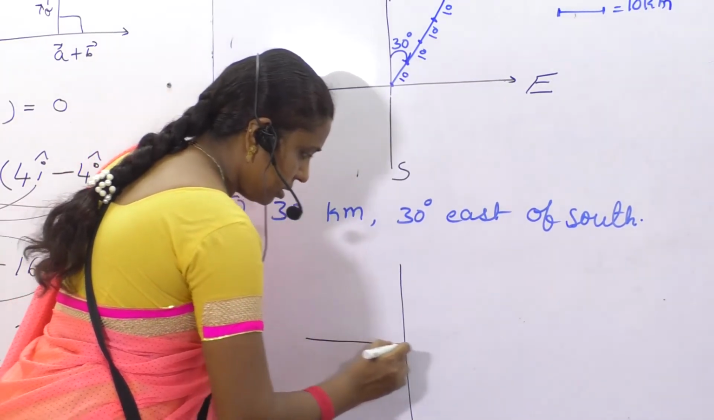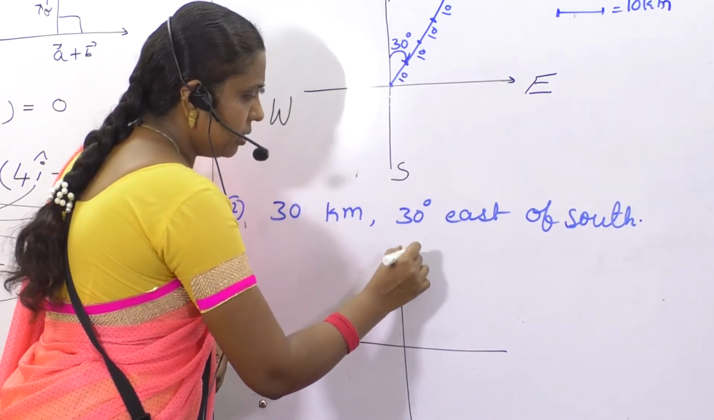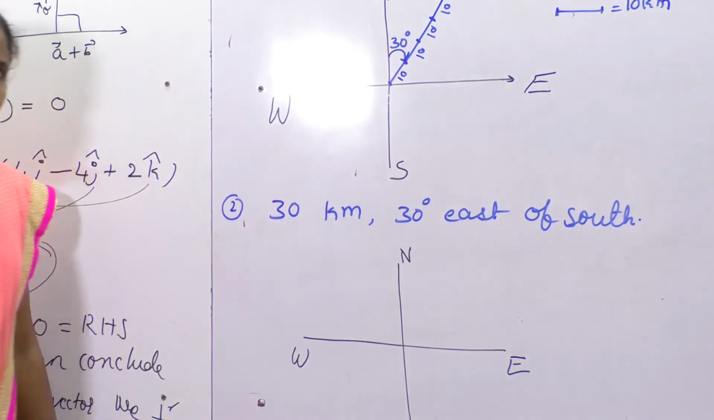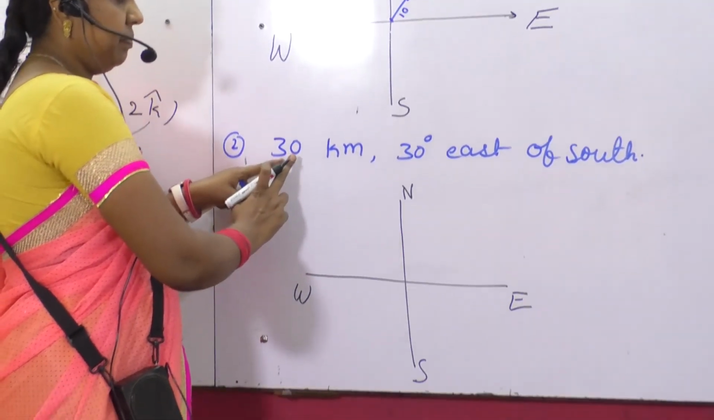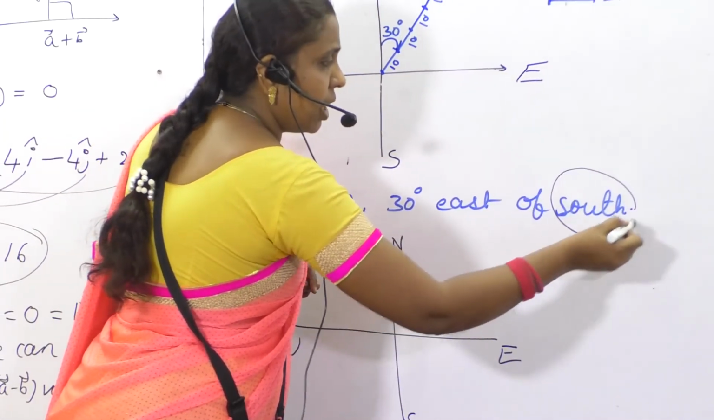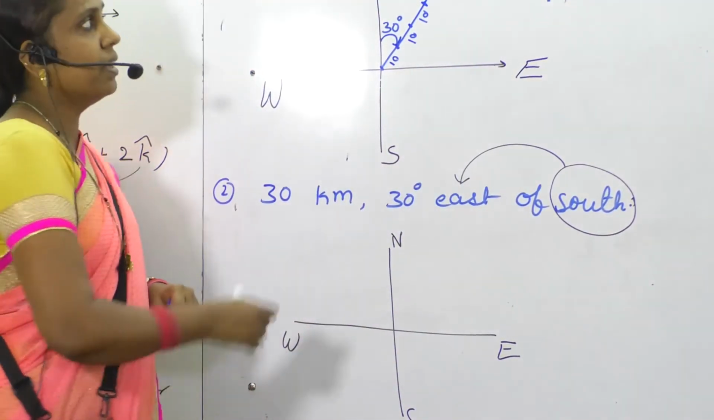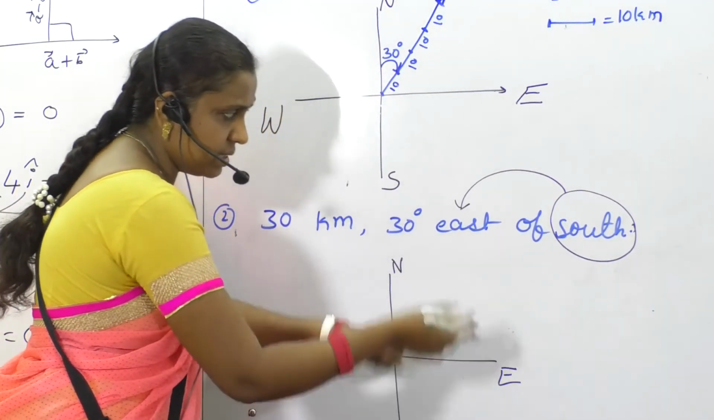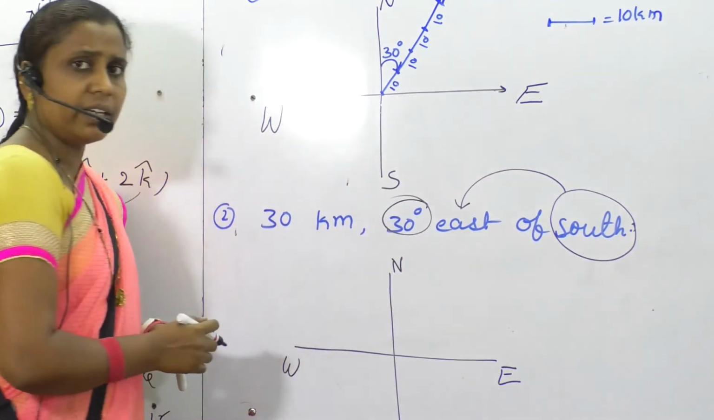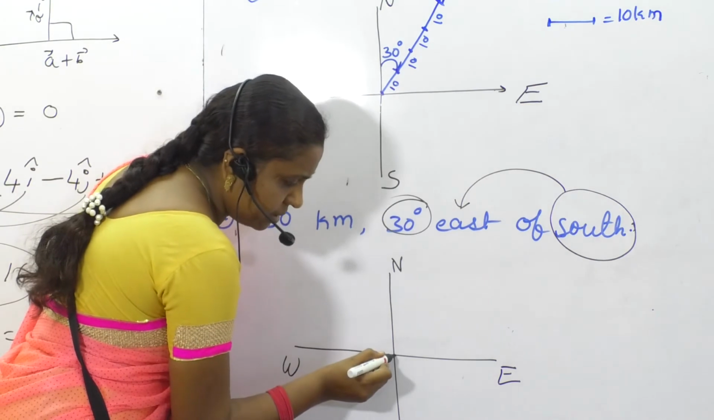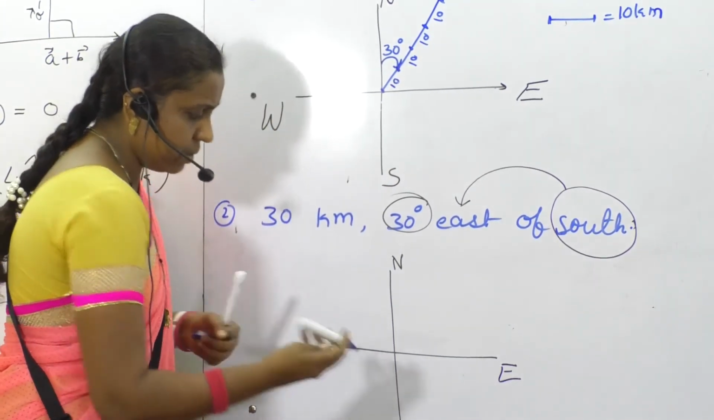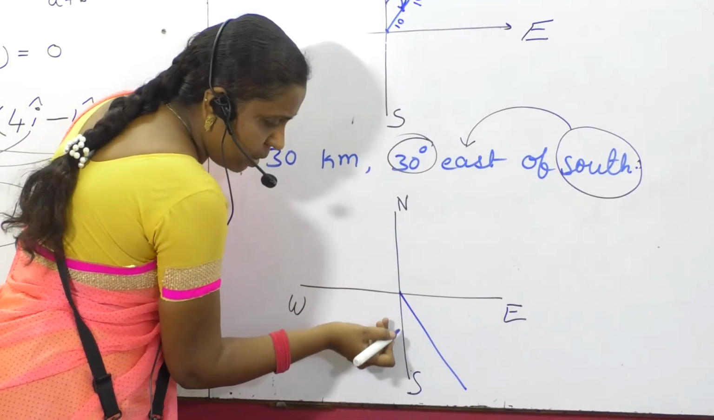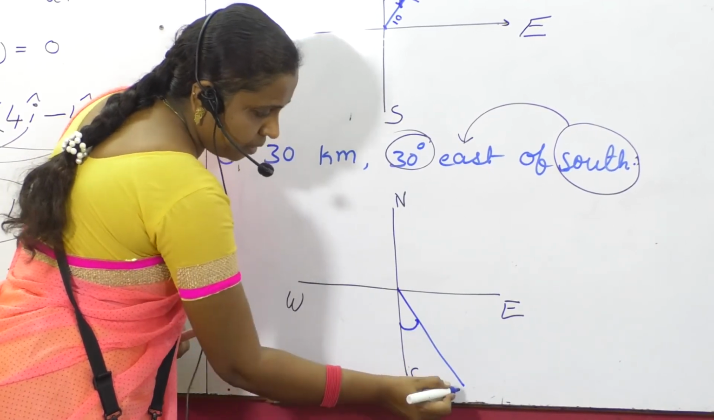First, directions: north, south, east and west. Okay. Next, here south to east. Here it was north to east. Here south to east. Okay, south to east, this direction. How much angle? 30°. Okay, 30° means, let me make a 30° angle notation here. Randomly I am taking south to east. So south to east, arrow mark, 30°.